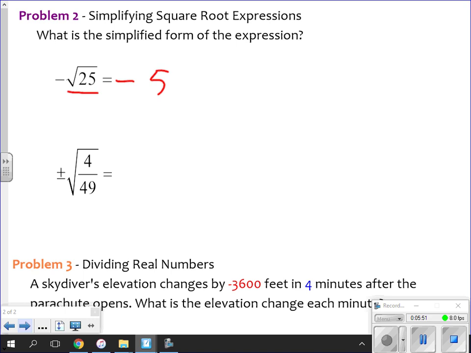Okay. Square roots of fractions. Students often freak out when they see square roots of fractions. It's not that big a deal. There's two things going on with this problem, though, I want to bring your attention to.